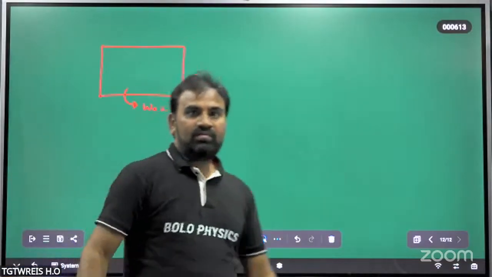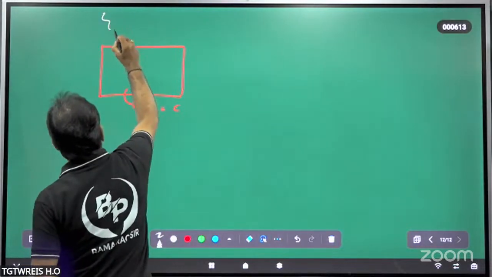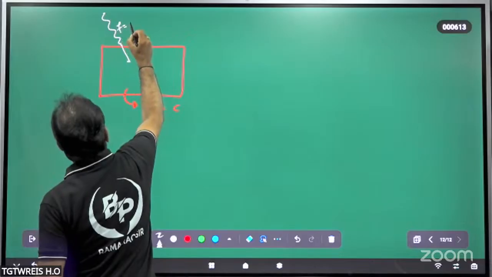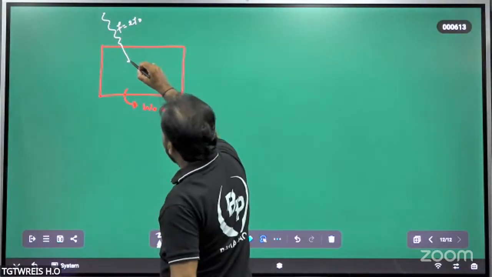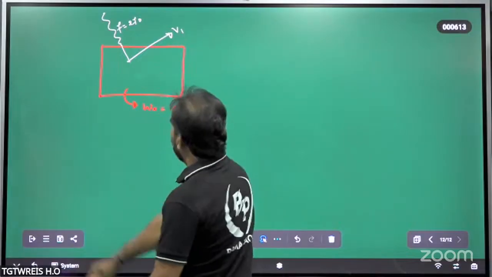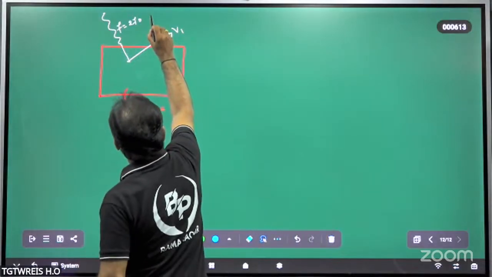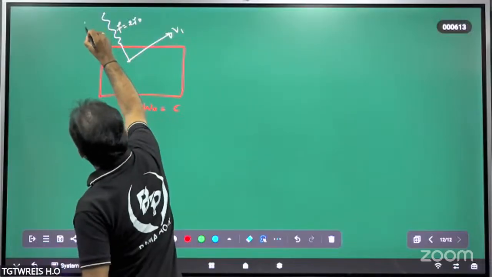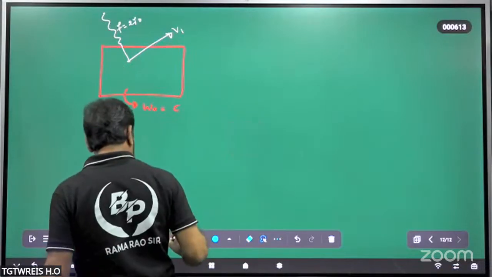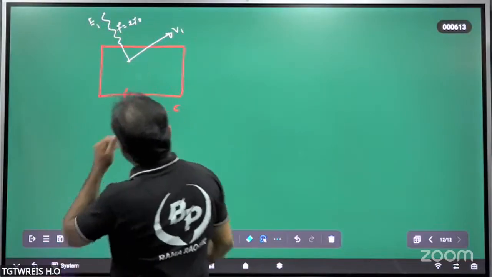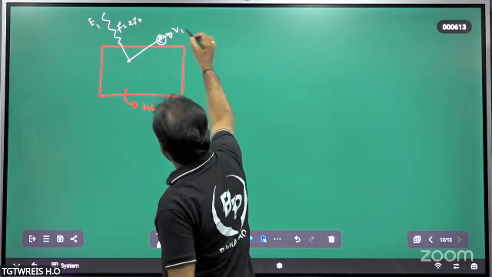When a photon of energy E1 and frequency 2f naught is incident on a metal surface, from the metal surface an electron is recoiled with a velocity of v1.